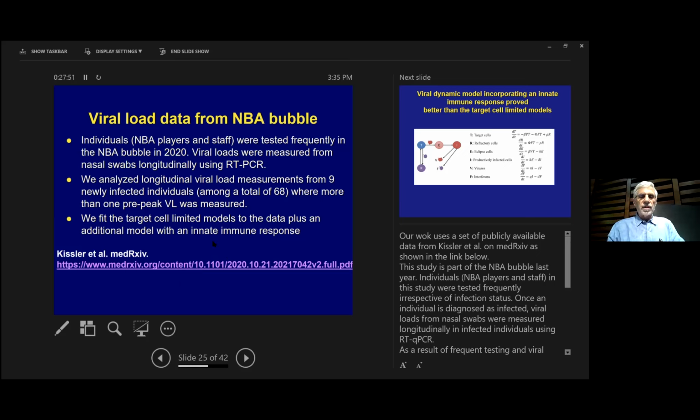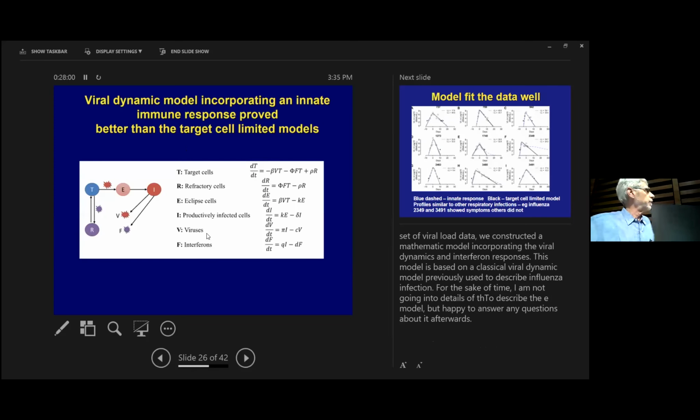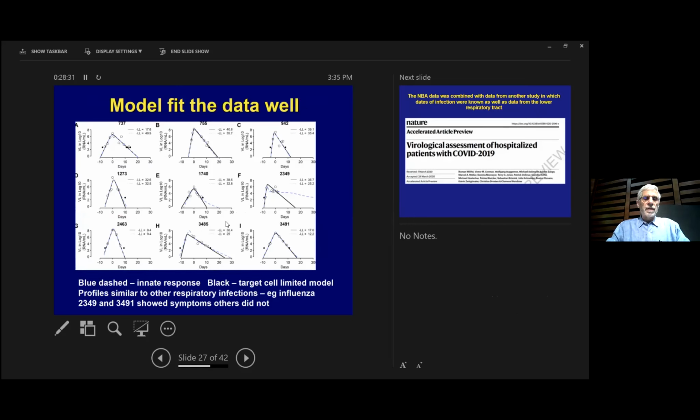We fit these target cell limited models to the data, and then we also threw in a model with an innate immune response because we thought the data could support that. The innate immune response, which is something I spoke about in the introduction, is where we say that infected cells can produce innate immune mediators, something like interferon, that can lead to cells becoming refractory to infection. So that's our refractory population. So target cells become refractory. As the viral load and infected cell levels go down, they can return back to being target cells. So there's just that one extra bit. And what we found is that that model proved better than fitting models that are strict target cells.